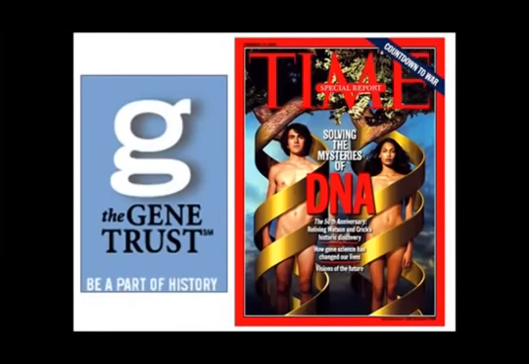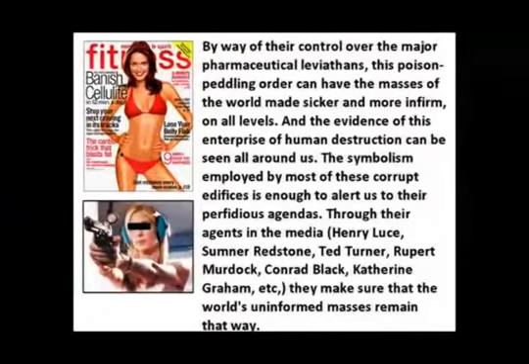Here we see a logo of the Gene Trust with the lowercase g, which is subliminally the serpent, and which also stands for the Gaionim, these Masonic elites. I wrote that by way of their control over the major pharmaceutical leviathans, this poison-peddling order can have the masses of the world made sicker and more infirm on all levels. And the evidence of this enterprise of human destruction can be seen all around us. The symbolism employed by most of these corrupt edifices is enough to alert us to their perfidious agendas.